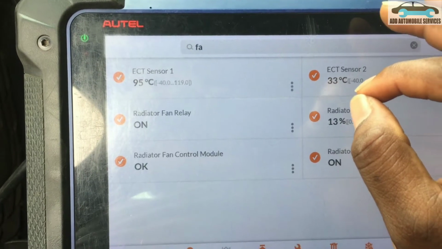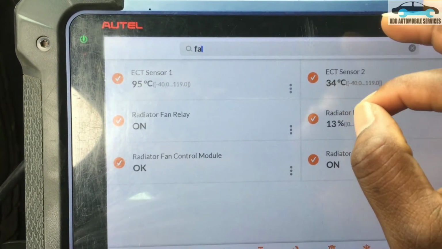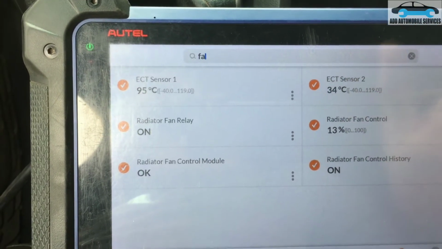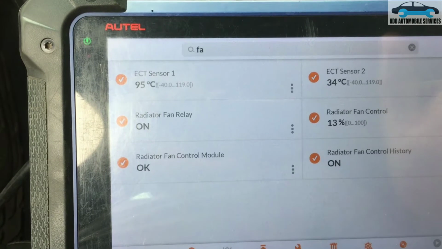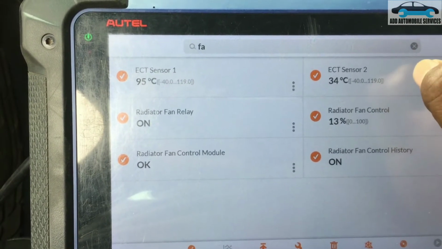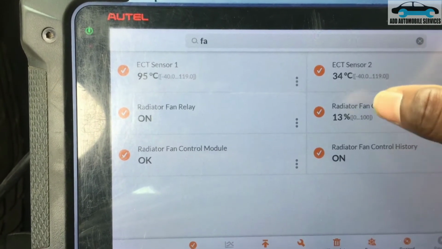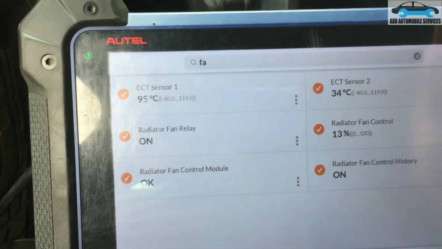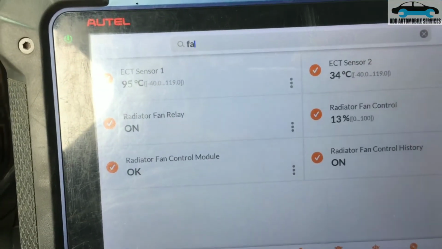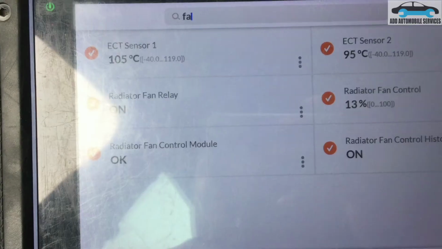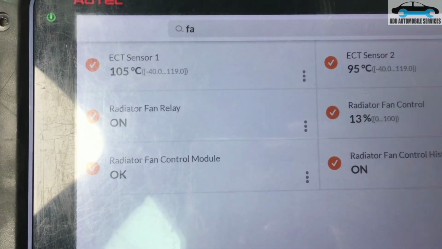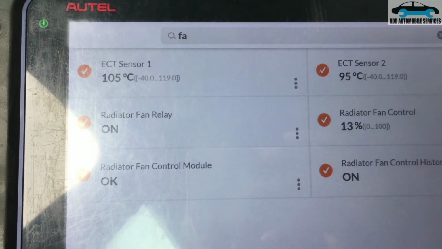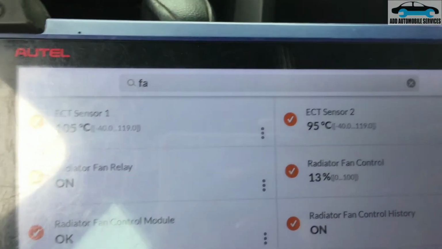So for now, I'll wait and see if I'll see the rapid change in temperature after 100 degrees. If it goes above 100 degrees and I don't see that change, then I can say that's why the fan is not kicking on, because it's not seeing the two temperatures to be right. So I'll keep on monitoring it. For a while now, you can see sensor 1 is 105 and sensor 2 is 95. So I'm still monitoring and see if the fan will come on.